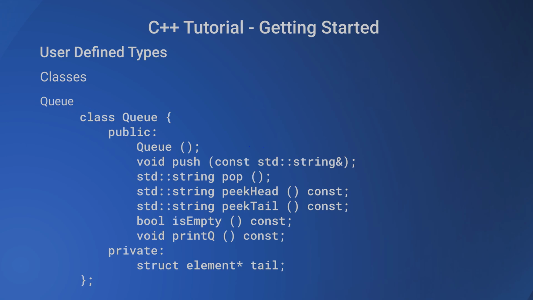Then there are 4 methods which are constant methods. They do not modify the object, they are only for query purpose. Peek head tells about the element at the head of the queue. Peek tail tells about the element at the tail. IsEmpty tells whether the queue is empty or it has some elements, and printQ prints the queue on the standard output. We'll have a full program about implementation of the class and its usage a little later in this video.